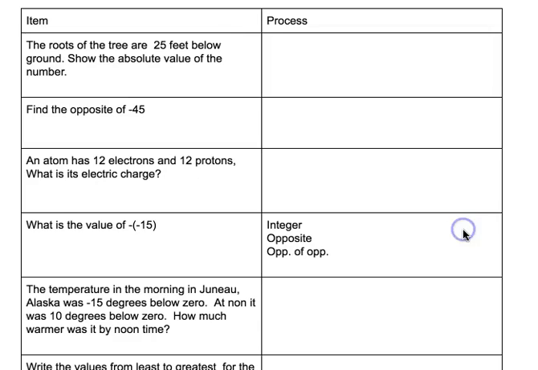Okay. So looking at the first item, the item is the roots of the tree are 25 feet below ground. Show the absolute value of the number. Well, if I have a tree that is 25 feet below ground, below ground is a negative number. So the absolute value is going to be negative 25.